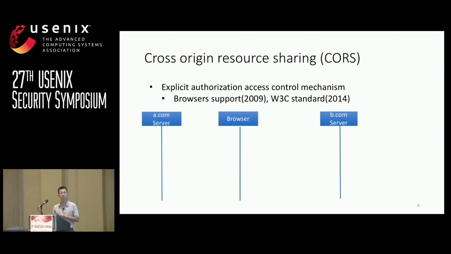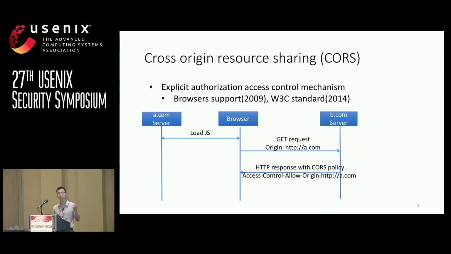The core idea of CORS is very simple. First, the requesting website issues a cross-site request. For each cross-site request, the browser will automatically add an origin header to the request, indicating the requesting origin. Then the server returns the access control policy to indicate the allowed origins. Finally, the browser will check whether the requesting origin matches the allowed origin. Only if yes, the requesting website can read the response.